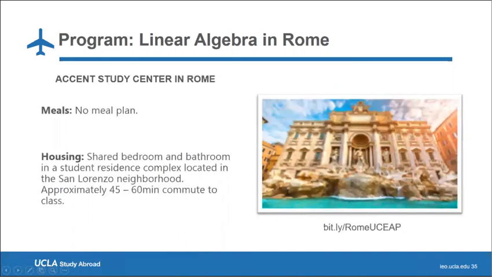There is no meal plan in the Linear Algebra in Rome program. For housing, you will have a shared bedroom and a bathroom in a student residence complex. This is located specifically in the San Lorenzo neighborhood. If you want to do a quick website search to see what that is like, this is approximately a 45 to 60-minute commute to class. This is quite a commute, but like I mentioned, historical art is everywhere that you see in Rome.